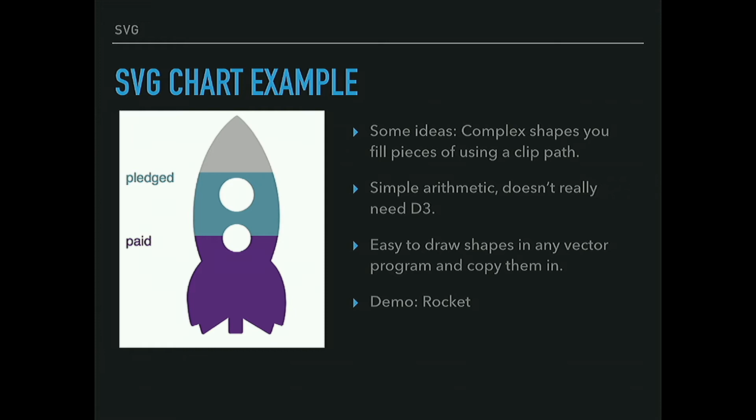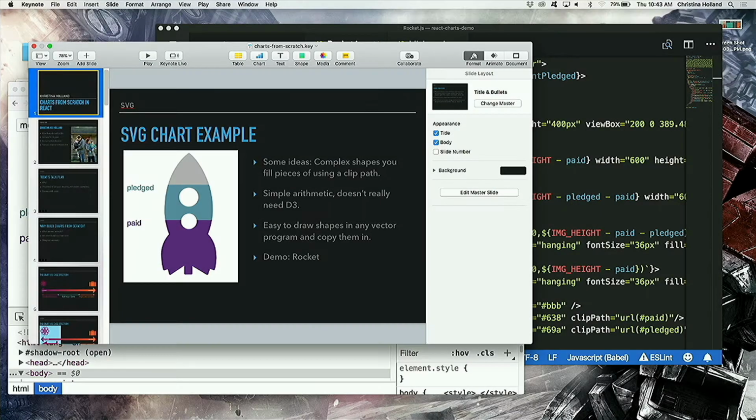One reason you might want to do an SVG chart from scratch is you've got a complex shape and you want to turn it into some kind of bar chart or pie chart or something. The arithmetic is pretty simple, just addition and subtraction, so you don't really need D3. It doesn't help you too much, and adds a lot of code for no reason. And the shapes, you can just draw in any vector program like Illustrator, save it as SVG, and then open that file in a text editor and grab the path. So let's take a look at this rocket demo.